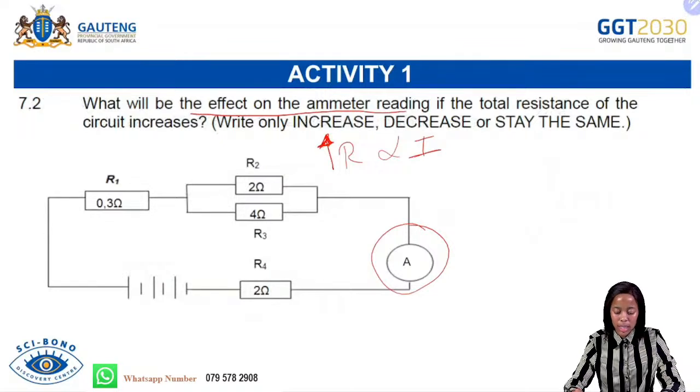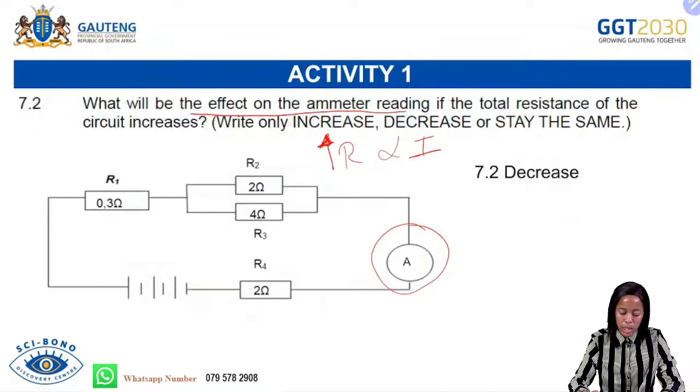So increasing the resistance means that we are increasing what? We are increasing a blockage in the circuit. So if we increase the blockage in the circuit, what will therefore happen to the current? The current will therefore decrease.